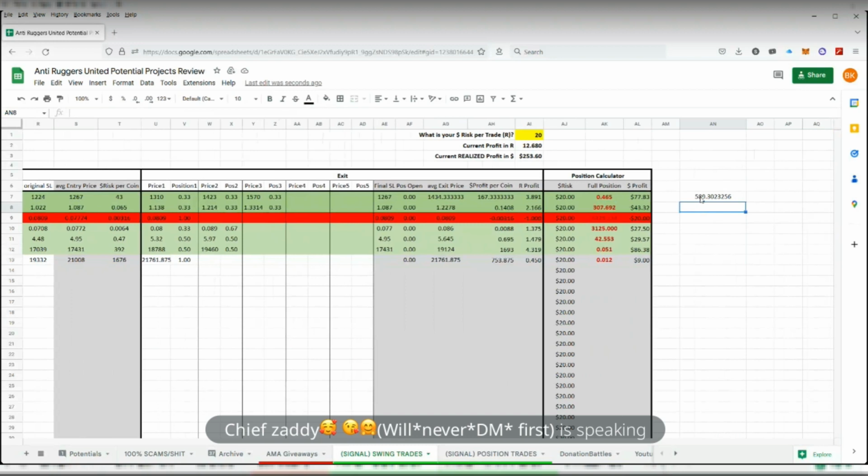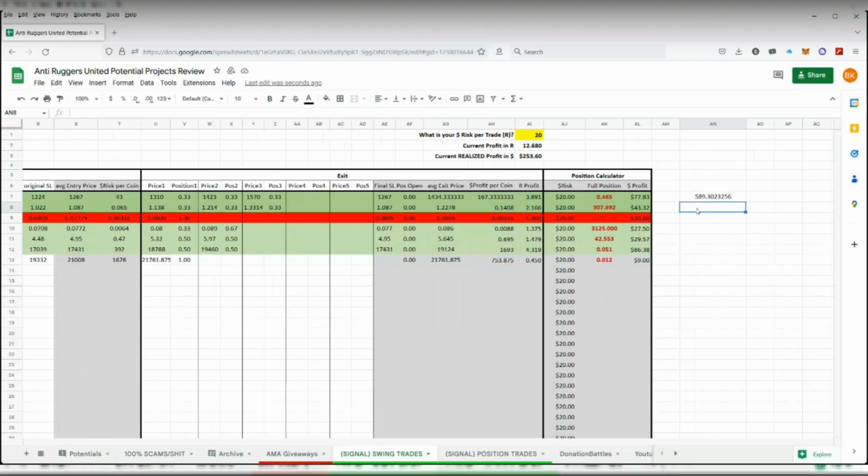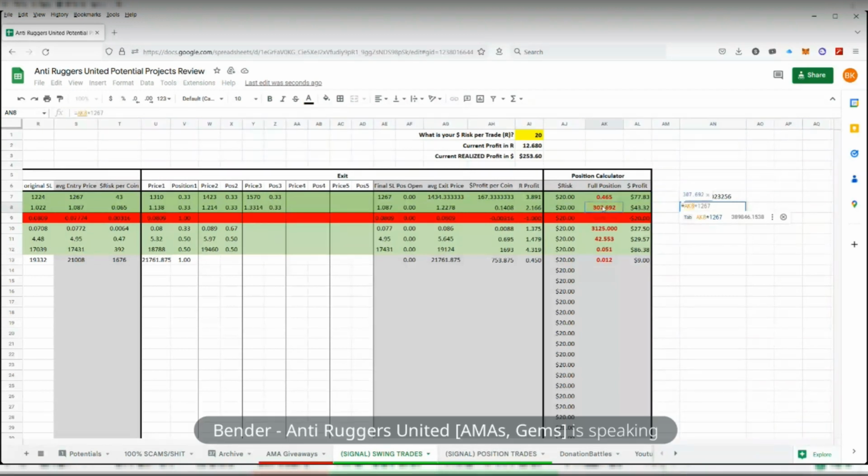It depends on your capital. Basically, if you only have 10x leverage, you'll be able to open this position. Let's look at this one. So you need to buy 300 shares.